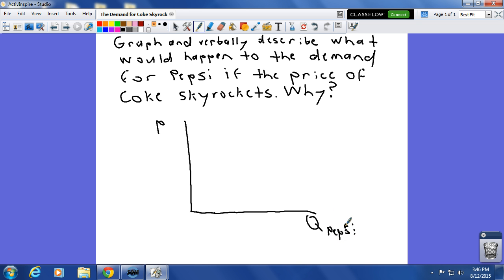Okay, so we need to be sure that we put in there that we're looking at the quantity of Pepsi, because that's our market we're looking at. And then finally we have a downward sloping demand curve, which we will just label D.